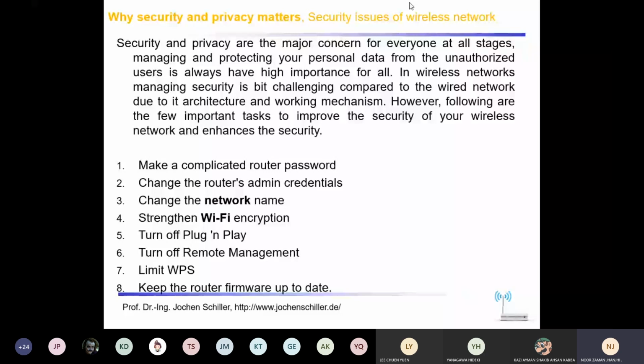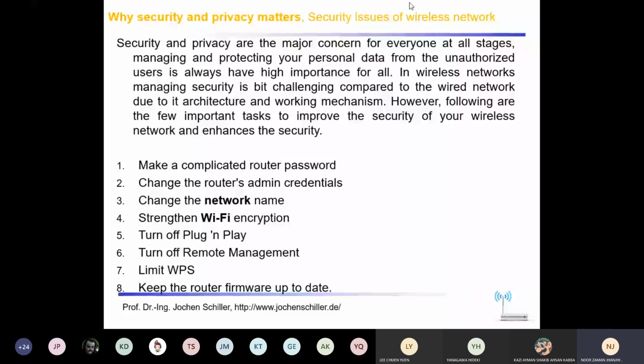Turn off plug and play, so don't allow anyone to come and join directly to you. Turn off remote management. Most of the time we keep remote management so that we can manage our home, connections, and devices remotely. Consider that this is not secure for you, because it is not only easy for you, it is also open for easy access by others as well. So do not do this, and turn off remote management.